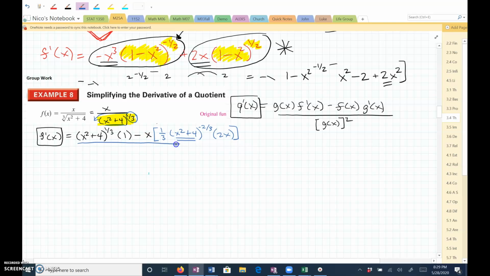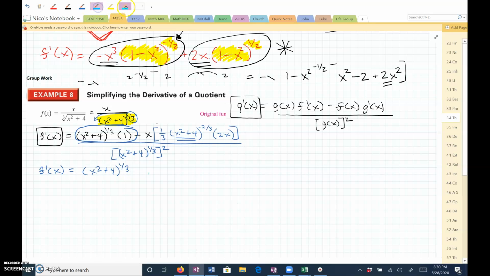All over g of x squared. Oh, and I got to replace g of x with x squared plus 4 raised to the 1/3 power. So now let's begin to simplify this. Well, this right here, that's just going to become x squared plus 4 to the 1/3 power.